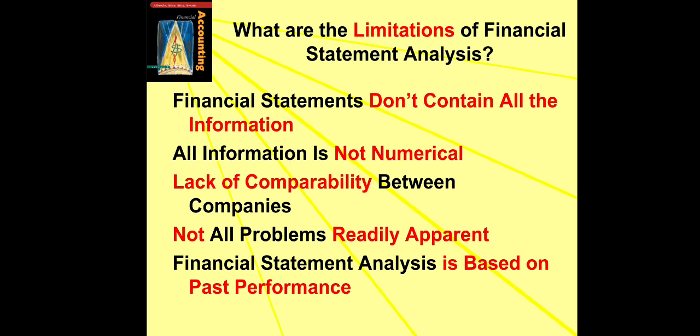Thank you very much. This is the end of the lecture. I hope you can remember at least two limitations of financial statement analysis. The easiest one is point number 1. Financial statements do not contain all information. They contain only numerical information. The second one maybe is this one: not all problems are readily apparent. You have to be aware that when you do financial analysis, sometimes everything is fine, but later something can happen. It may be in the next several days or weeks, something happens, then the company can collapse. It can happen, and it has happened before.